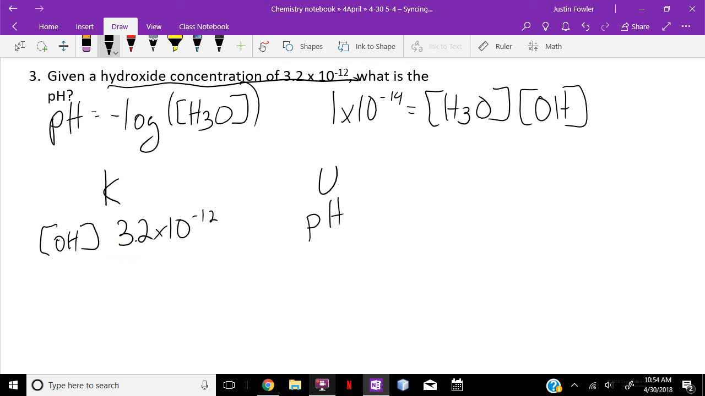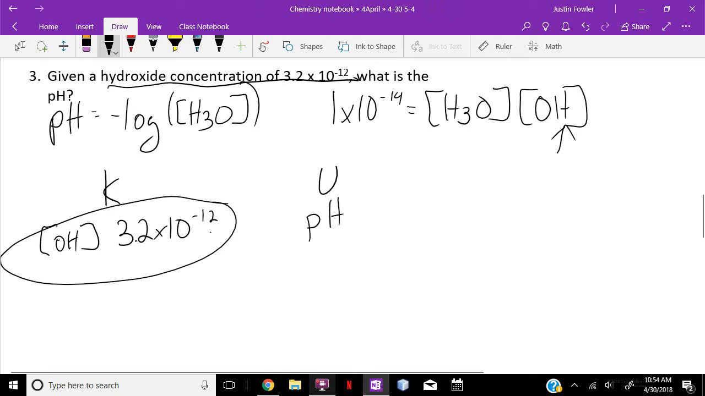Now, this is where it gets a little bit tricky. A lot of you are going to want to try to put this into that equation. But if you look at it, it's got the hydronium concentration. But we were given the hydroxide concentration. So we cannot quite use that just yet. Okay? So what we're going to do instead is take this value and use this equation. So if I use this equation, I'll be able to find my hydronium concentration.